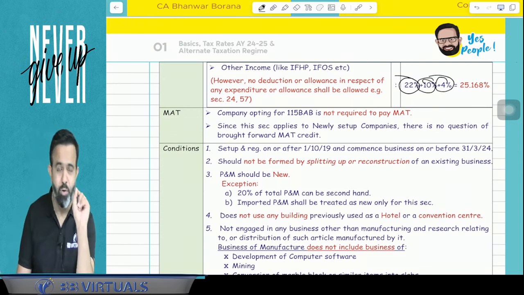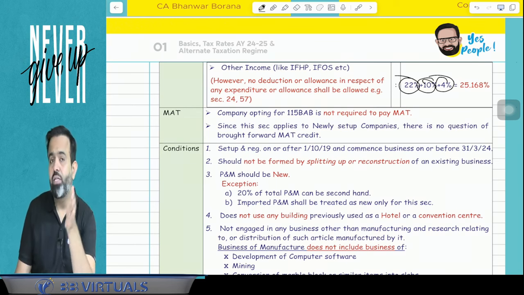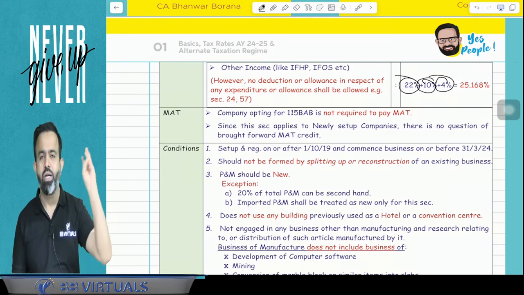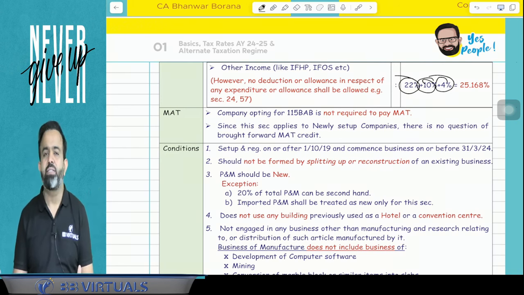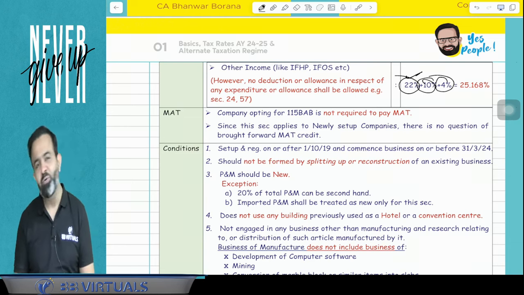But there is one important point. Try to understand. In house property income or other sources income, your gross income is going to be taxable, meaning any deduction or allowance is not allowed. You know that under house property there is a 30% standard deduction, that is not allowed. Or the interest on loan deduction under section 24B, that is not allowed. So your gross income is going to be taxable at the rate of 22%.